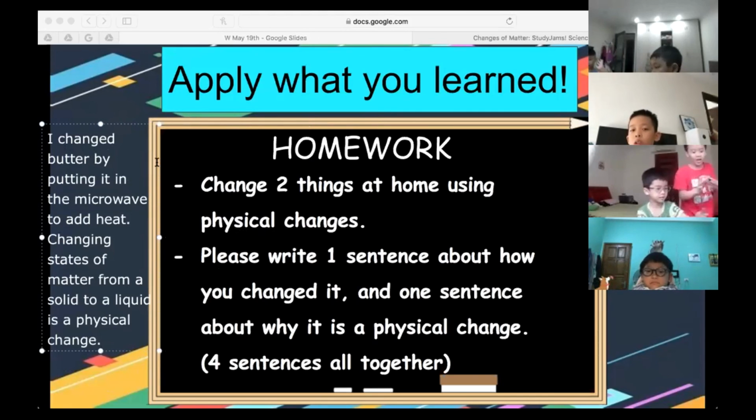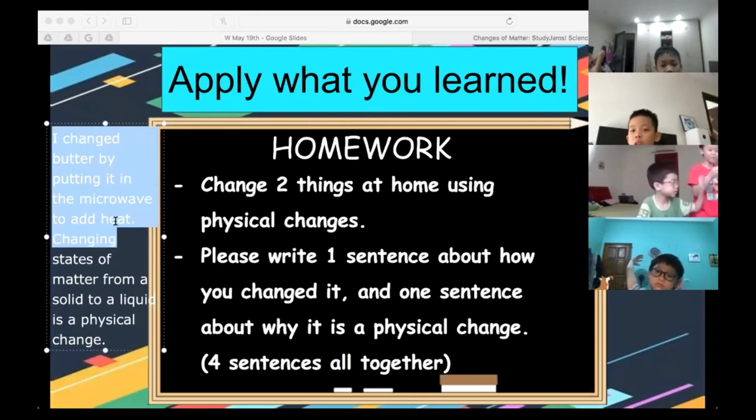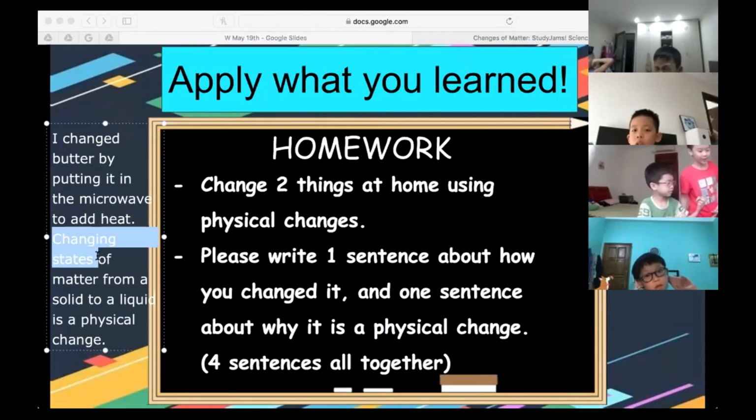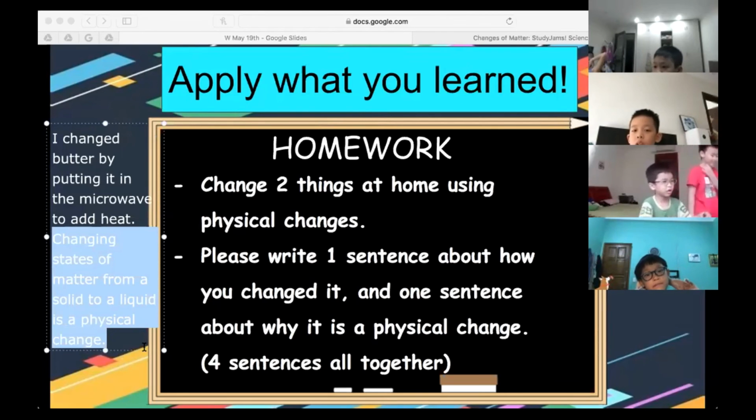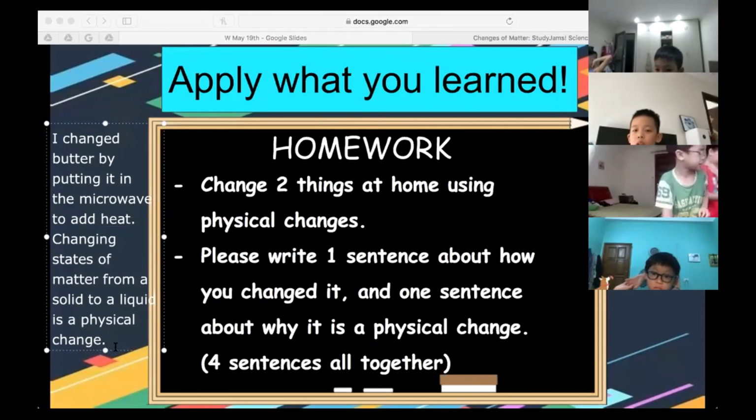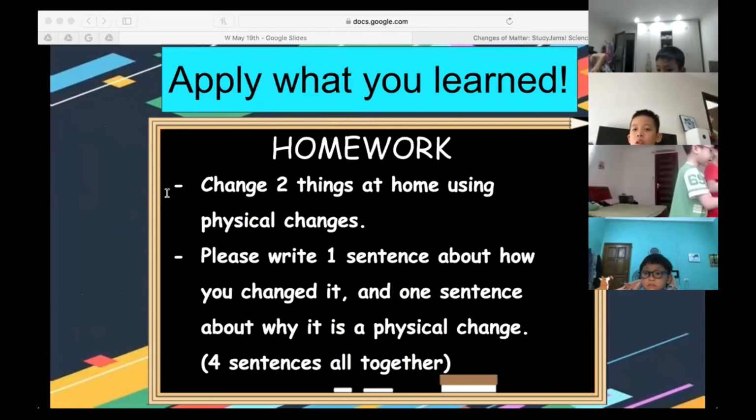So here's my example. One sentence about how I changed it. One sentence about why that's a physical change, because I changed the state of matter. It'll either be that, size, or shape, okay? You'll say which of the three you changed.